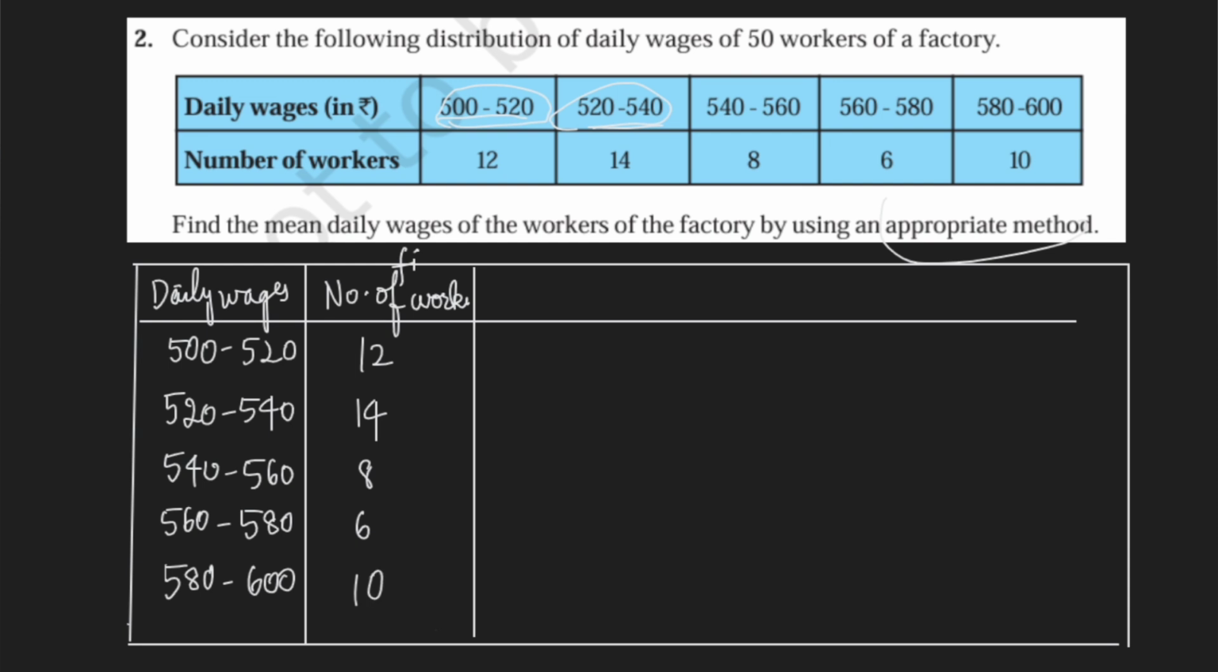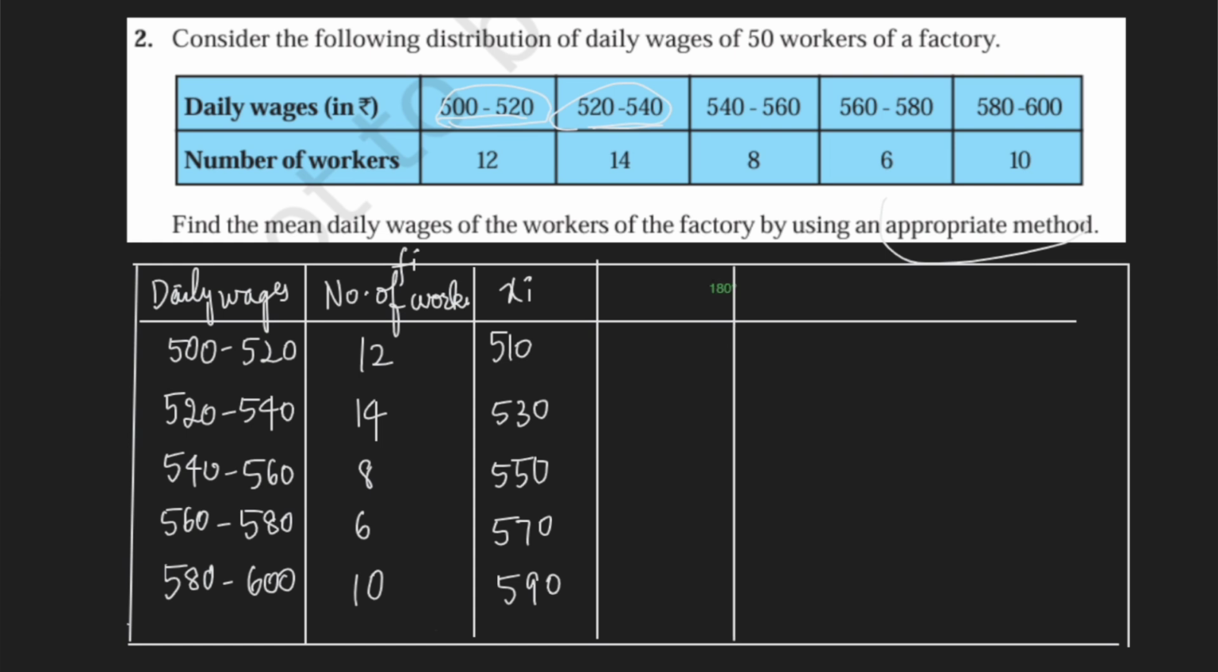The third column is for xi. So xi, as we know, are the mid values of the class interval. You can find that by adding the lower limit plus the upper limit divided by 2. So here it is 500 plus 520, which is 1020, divided by 2 will give us 510. So it will be 530 here. This is 550, 570 here, and it is 590.